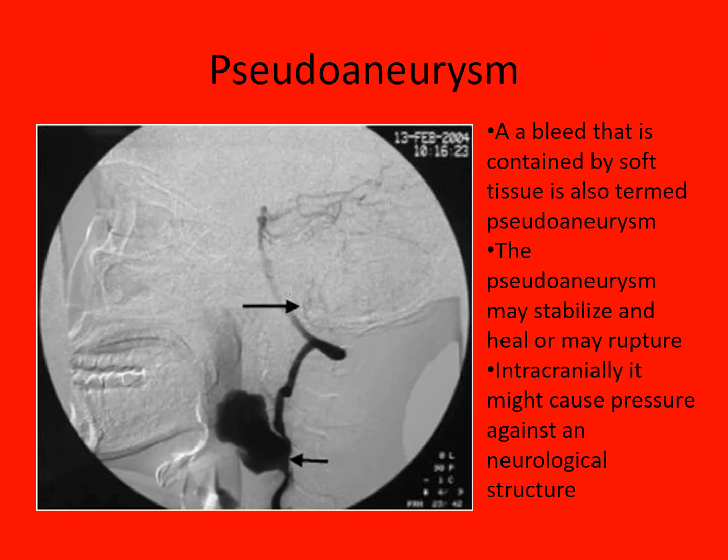The previous slide depicted a true pseudoaneurysm. This slide is one of the type that is a bleed, but the blood is contained by surrounding soft tissue and so looks like an aneurysm.